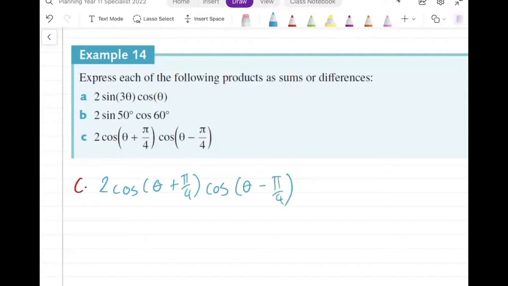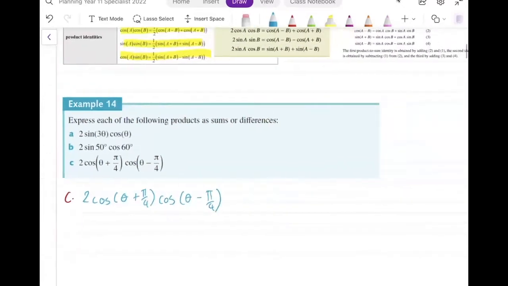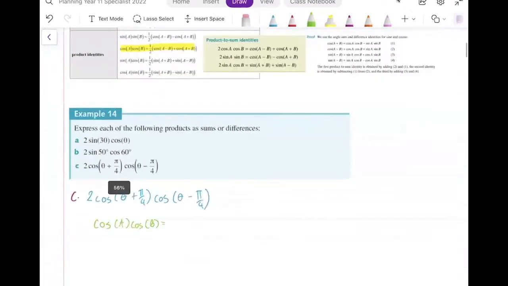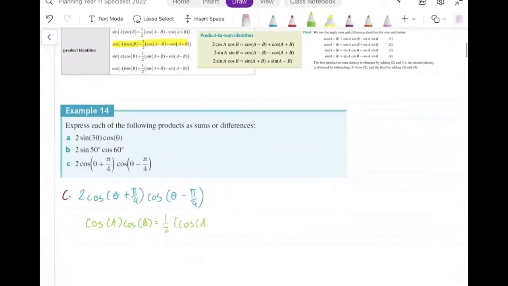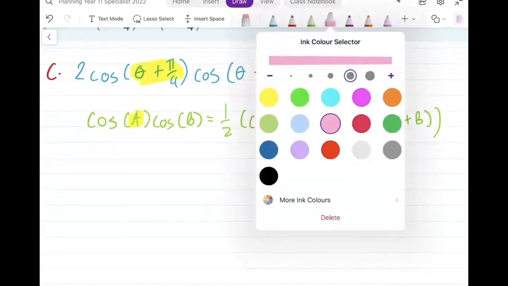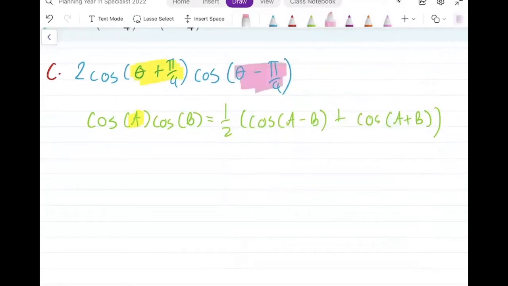cos(theta - pi/4). Now, if I have a quick scroll up and I have a look at my identities chart, well, I have cos A, cos B, so it's going to be this identity here. And let's just rewrite that part out. That's going to be cos A cos B is equal to a half of cos(A - B) plus cos(A + B). So there's my rule. And if I put things into the context of my rule, that means that this here is A, and this part on the end here is going to be B.